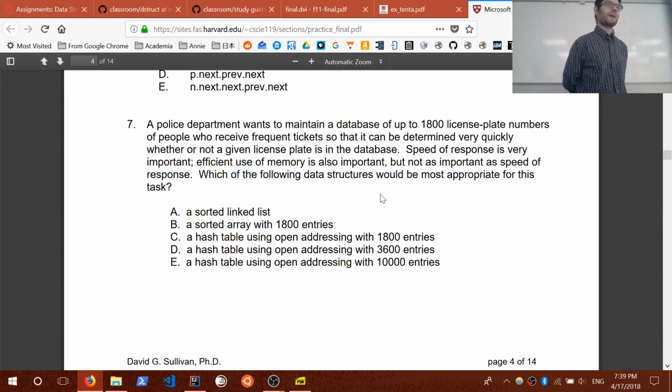We would expect to look basically once or twice for a license plate number, as opposed to a sorted array, which would take, well, log base 2 of 1,800. So we can split that in half: 1,800 into 900, 900 into 450, 450 into 225, and we're at 3 now, which is slower than the expected constant time we would get for D.